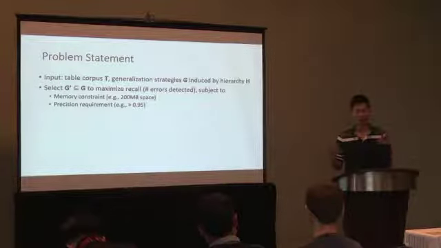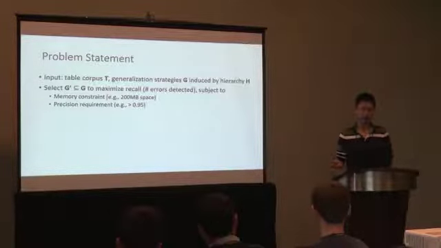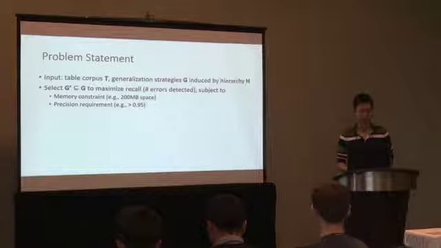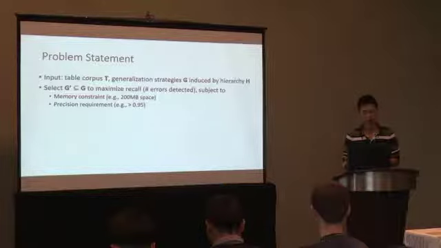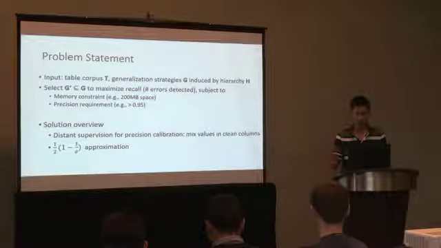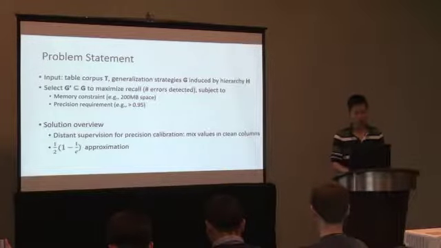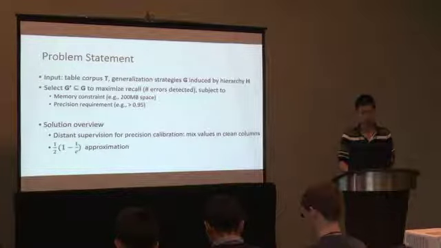But with that in mind, we formally define the problem as: given a table corpus T and a set of generalization strategies G induced by the hierarchy H, we want to select a subset of the strategies such that we can detect as many errors as possible, subject to the constraints including memory constraint and precision requirement. I won't have time to go into the details, but I will just mention that we use ideas from distant supervision to calibrate the precision of each generalization strategy, and we have a constant approximation algorithm for this problem.